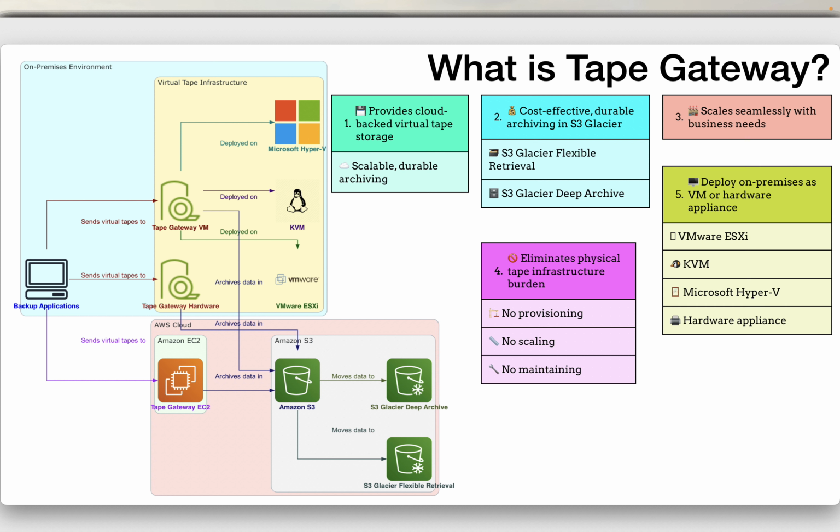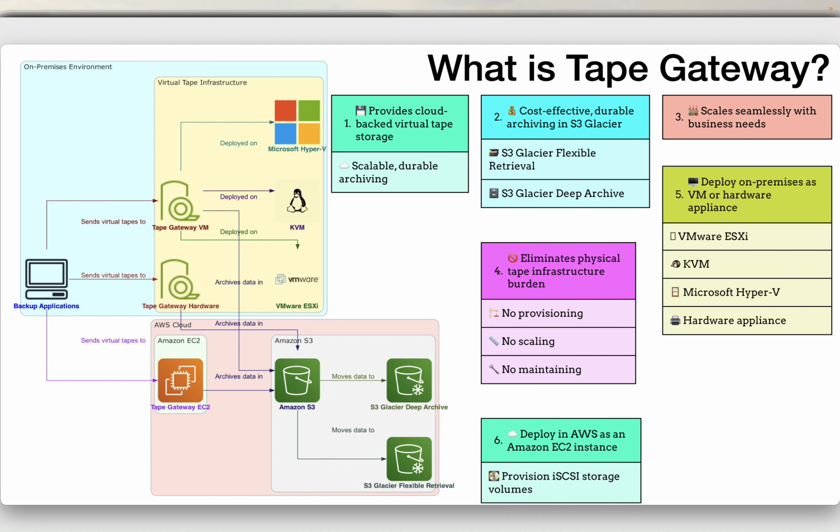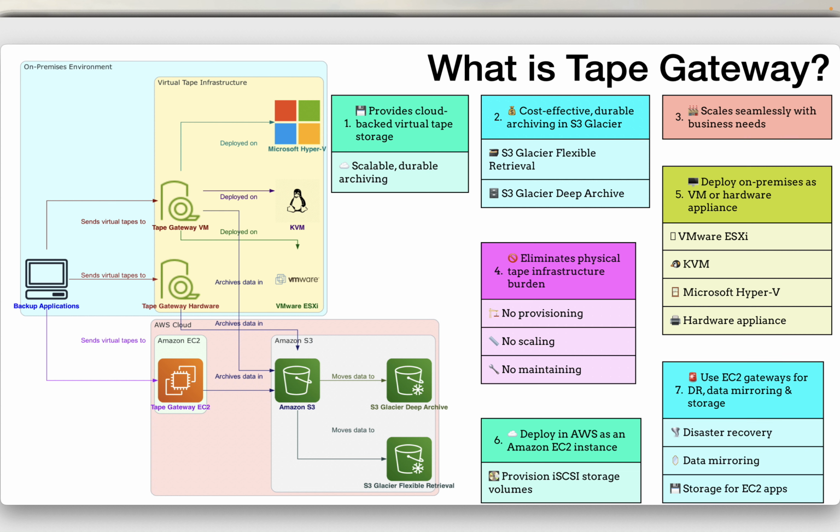Storage Gateway can be deployed on premises as a VM appliance running on VMware ESXi, KVM or Microsoft Hyper-V hypervisor, or as a hardware appliance. You can also deploy a Storage Gateway in AWS as an Amazon EC2 instance, which allows you to provision iSCSI storage volumes in AWS. Gateways hosted on EC2 instances can be used for disaster recovery, data mirroring, and providing storage for applications hosted on Amazon EC2.